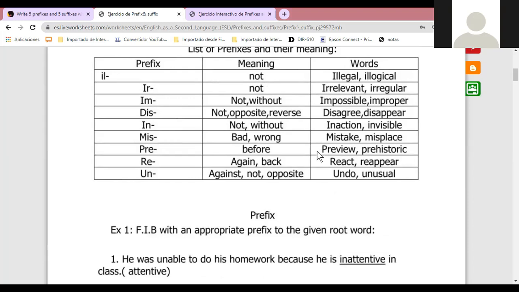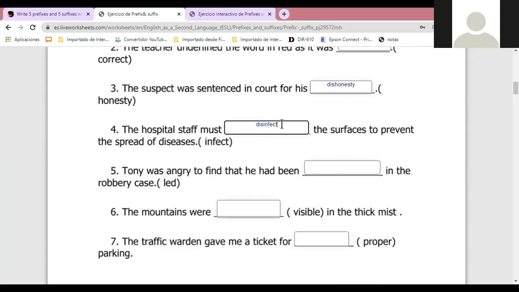Kevin, can you help me, please? Okay. This letter, okay. Kevin, in the next one, please. The mountains were this. Invisible. Yes. Thank you. Francisco, can you help me in the last one, please? Improper.